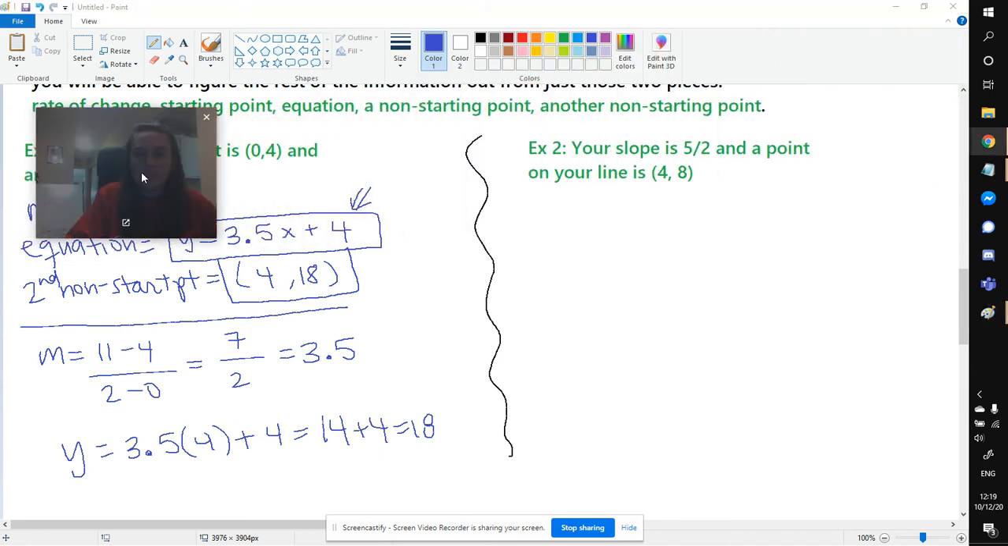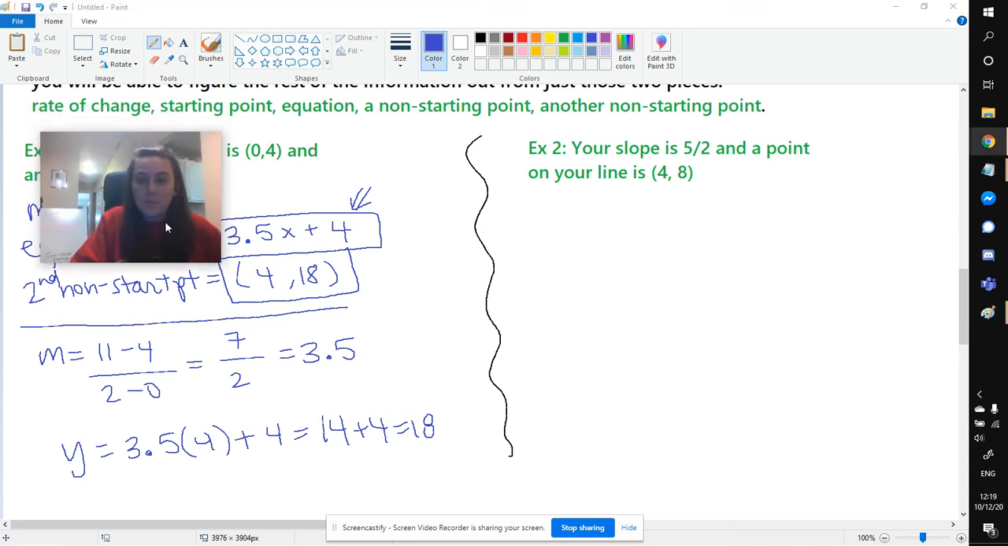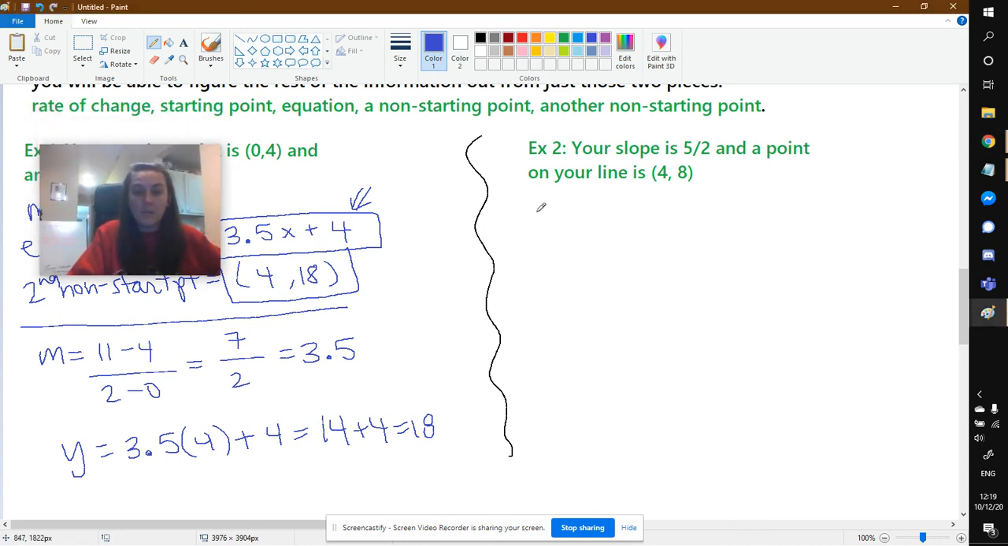All right, second example. Your slope is 5 over 2, and a point on your line is 4, 8. So we're looking for the starting point. We are looking for the equation. We've got the rate of change. We need the starting point. We need the equation. We've got a non-starting point. And then we want a second point that's not the starting point.